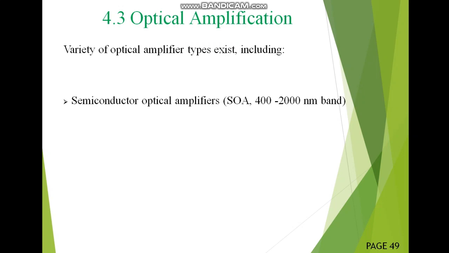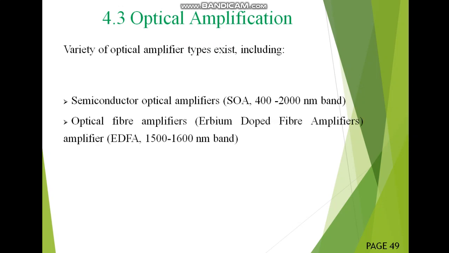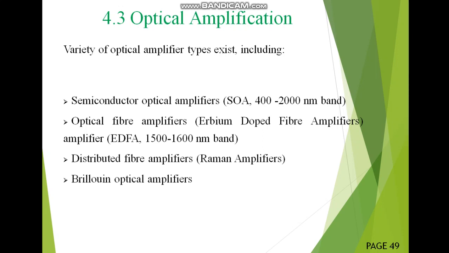First classification is the semiconductor optical amplifier, used in the bandwidth range of 400 to 2000 nanometer. Second is optical fiber amplifiers, EDFA, which is used with 1500 to 1600 nanometer bandwidth. Next is the distributed fiber amplifier, that is Raman amplifiers. We all have studied the Raman scattering process, so that is used over here. Next is the Brillouin optical amplifier, and among all these, the one we majorly use is the erbium doped fiber amplifier, that is EDFA.